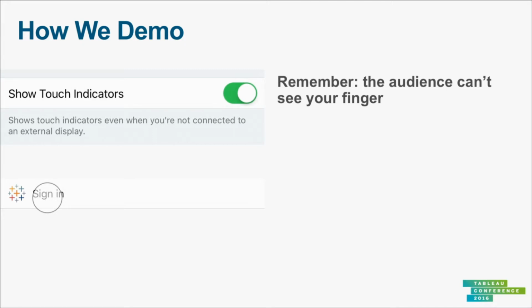When giving demos, the hardest thing to remember is that the audience can't see your finger. So when you're screen sharing, they don't know where you're tapping right now. There's an option in the app for turning on these touch indicators. You can see the user's tapping sign in there, and it draws that big fat circle showing where their finger is.